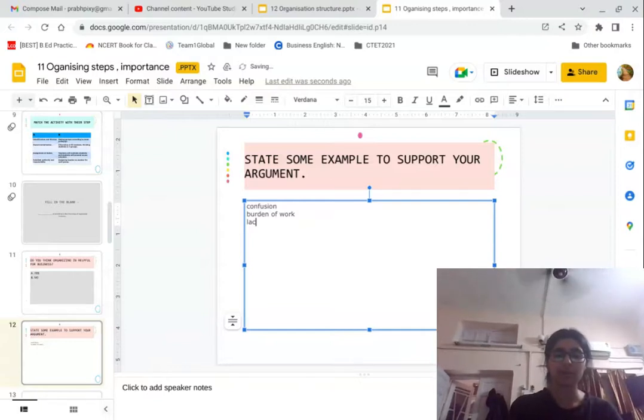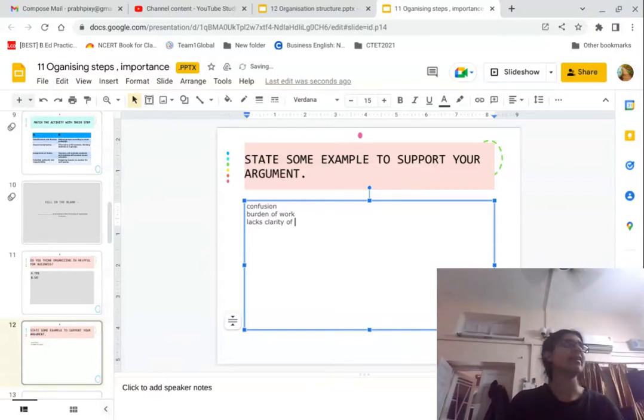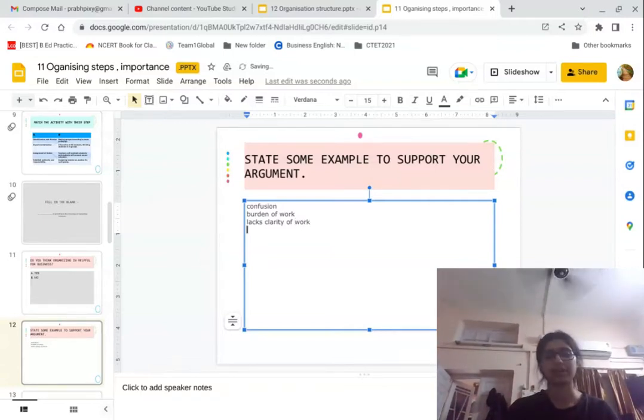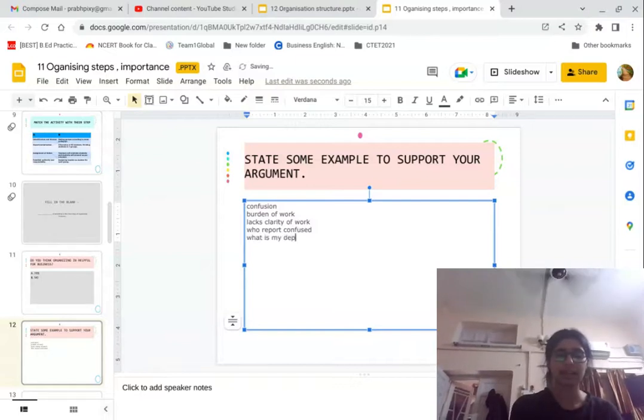No one will know what they have to do and what the organization expects from them. So it lacks clarity of work. What work they need to do and how they need to do it, they're not clear about it. Right? Who to report to, where to report. He will be confused again about who is my mentor, where I need to go, what is my department. So these are basically the questions that they will have. Very good, class. You have given very good answers.